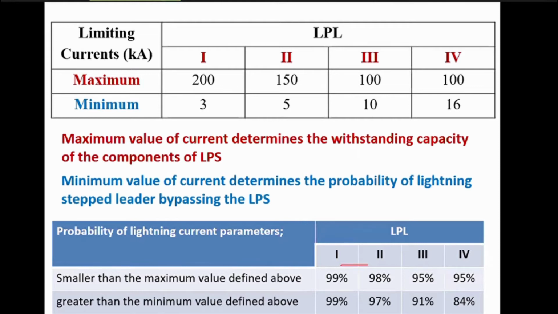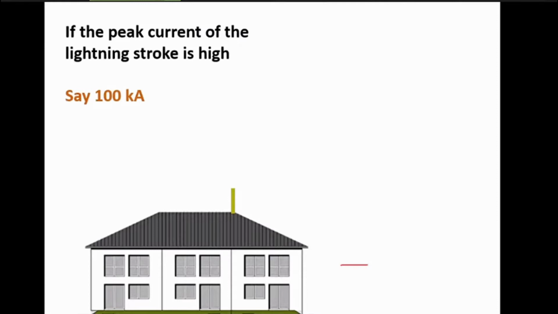95% of the cases, the system can withstand the lightning currents, and 91% of the cases the system will interact with the lightning. And most people understand the first thing, the maximum current, but many people do not have a good idea about the minimum current. Therefore, let me show it graphically. Now consider that there is a lightning coming, and say the peak current is high, something like 100 kiloamperes.